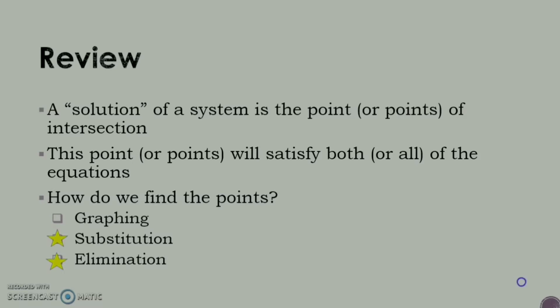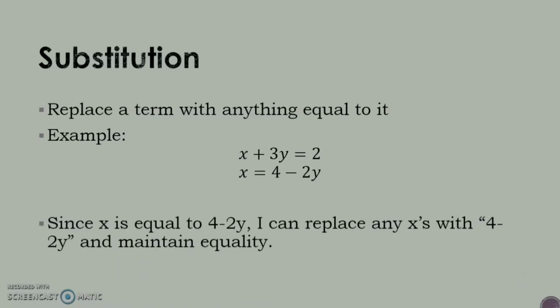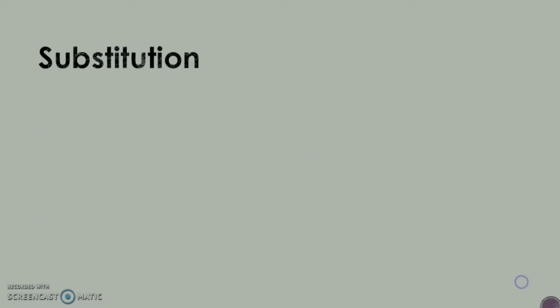All right, first let's talk about substitution. This should be a familiar concept for you guys because we've done quite a few practice problems with substitution before. The idea of substitution is that we can replace a term with anything that is equal to it. Let's look at an example. I start with these two equations. Look at the second equation. Since x is equal to 4 minus 2y, I can replace any x's with 4 minus 2y and still maintain equality. I'm going to use that in the first equation. Watch what happens.